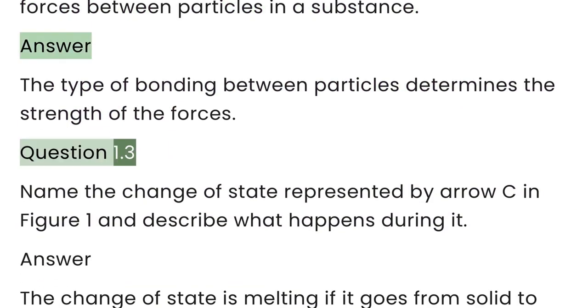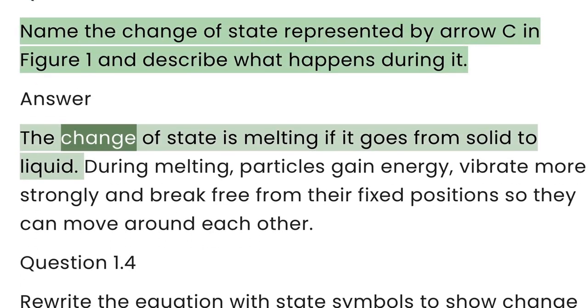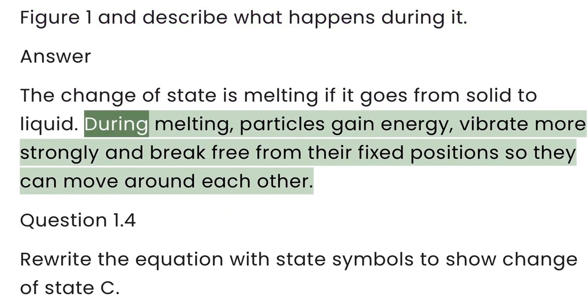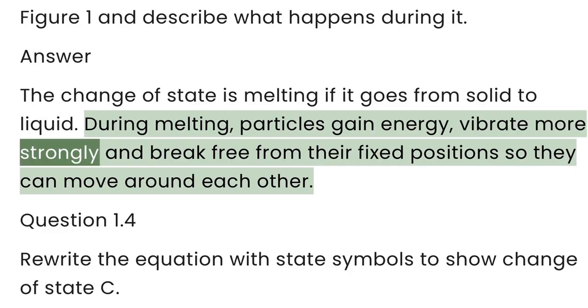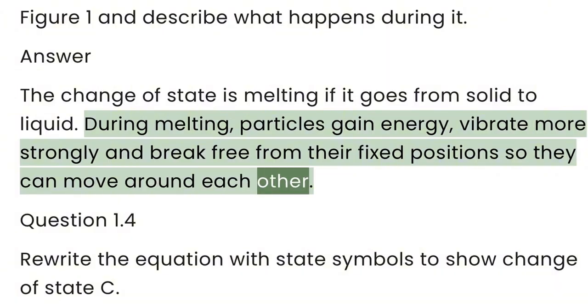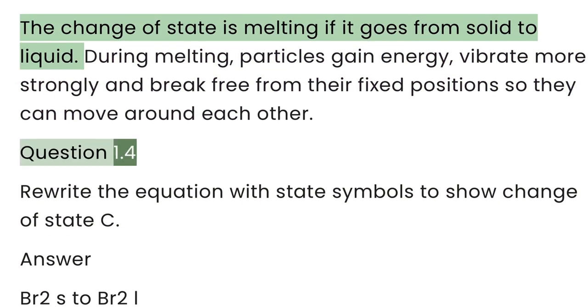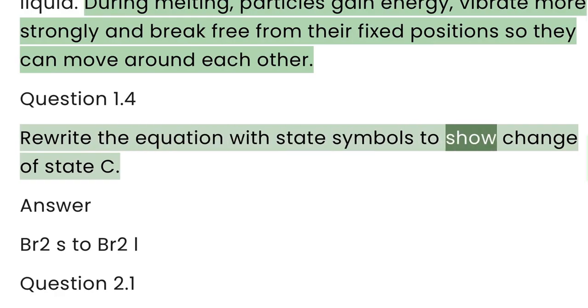Question 1.3. Name the change of state represented by arrow C in Figure 1 and describe what happens during it. The change of state is melting if it goes from solid to liquid. During melting, particles gain energy, vibrate more strongly, and break free from their fixed positions so they can move around each other.